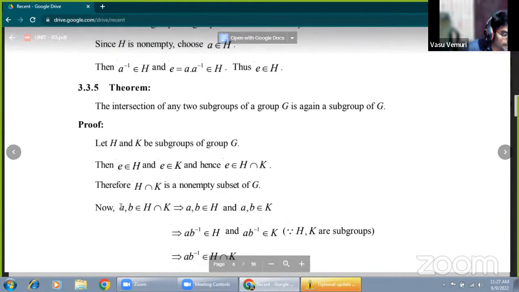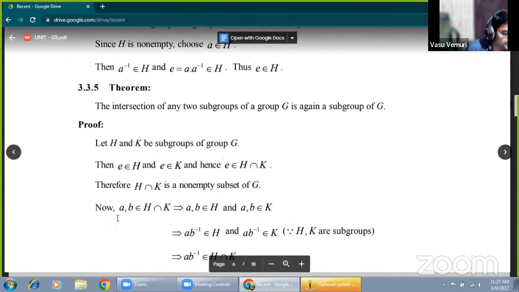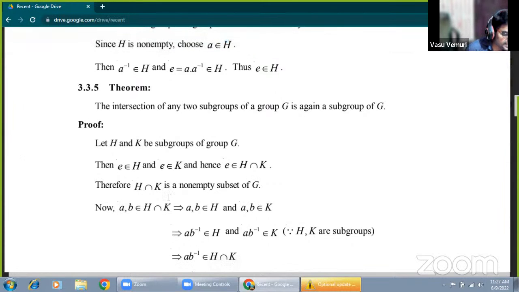Suppose any two elements in H intersection K: a is one element of H intersection K, b is another element of H intersection K. Therefore, a, b belong to H, and intersection is represented as 'and', that is the conjunction. Okay, that is the statement symbol. a, b belong to H, and intersection means the same elements are also in K. Suppose a, b belong to H. What is the one-step condition?